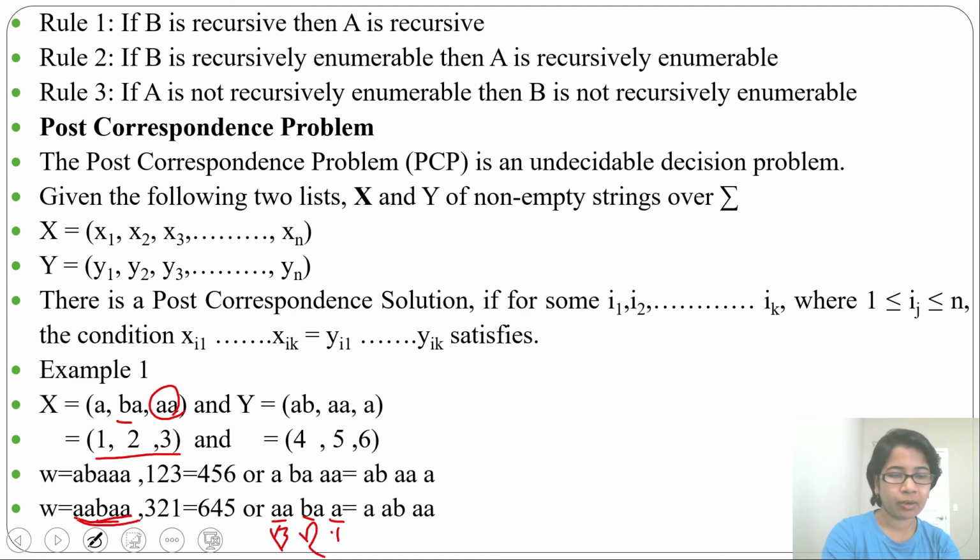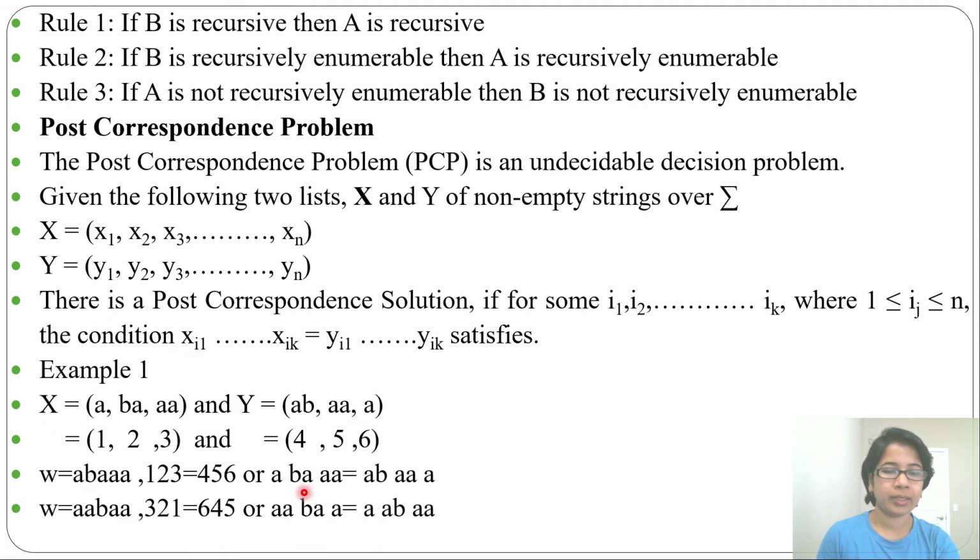Then the same string you can also write as A, which is for 6, then AB, which is for 4, then AA, which is for 5. So the same string AABAA you can write in terms of X, and also in terms of Y. This is the Post Correspondence Problem. A list of strings will be given for X, a list of strings given for Y, and one string will be given, and you need to match from X and Y.